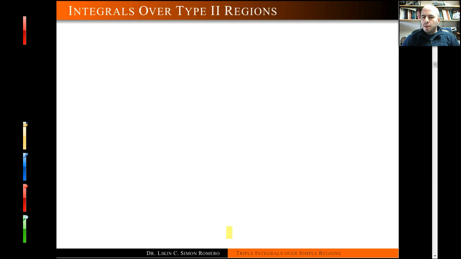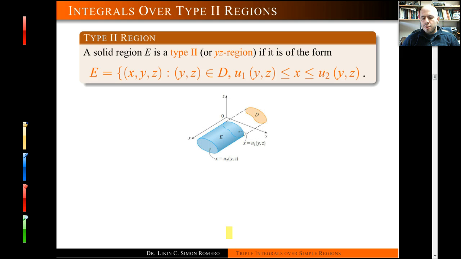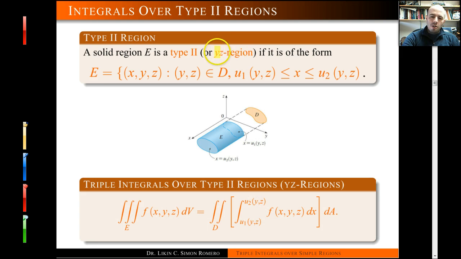You can do that with type 2 regions. Type 2 regions, also called yz regions, are defined such that x moves between two continuous functions that depend on y and z. And the way that you integrate again is you just put the two functions as your limits when you integrate first with respect to x. You have to be careful to always put the function that is lower on the bottom and the function that is higher on the top with respect to x, of course.